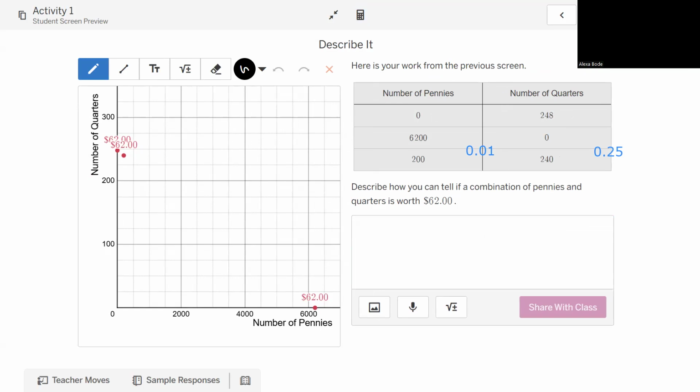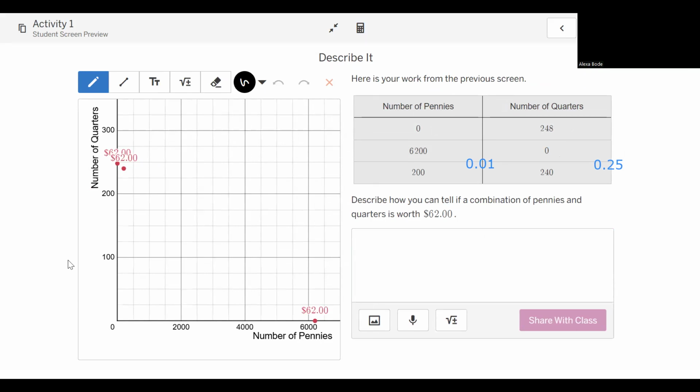So now it says describe how you can tell if a combination of pennies and quarters is worth $62. So I'm going to give you guys an example in the Nearpod. It's going to be a multiple choice, and I want you to select which one is worth $62. And then on this Desmos, I want you to describe how you can tell if a combination of pennies and quarters is worth $62.